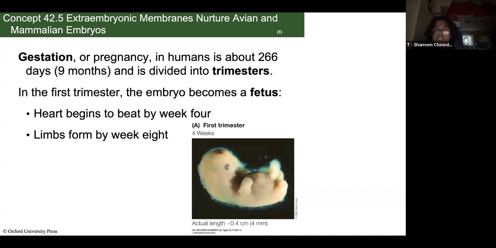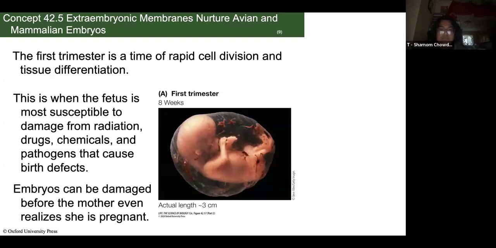So now we're going to talk about gestation. Pregnancy in humans is about 9 months and it's divided into trimesters. In the first trimester, the embryo becomes a fetus. By week 4, the heart starts to beat and limbs start to form by week 8. So this is what the embryo starts to look like within 4 weeks and the heart starts to beat. Then this is what it looks like after 8 weeks. As you can see, it looks completely different.